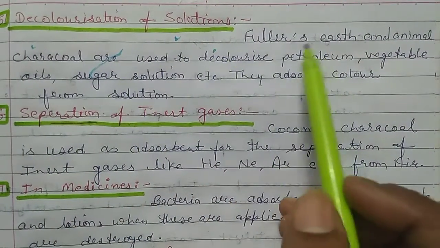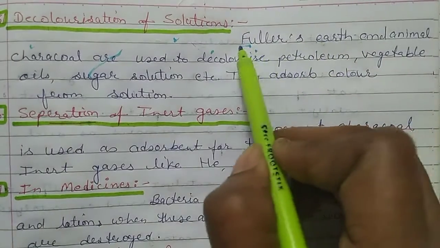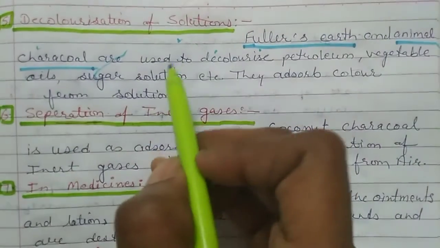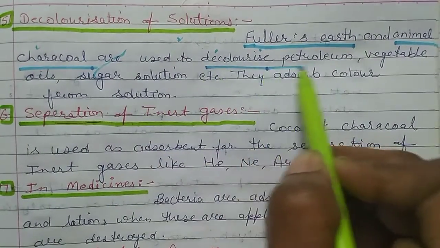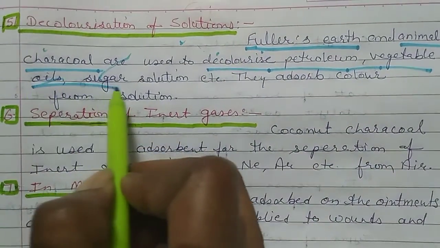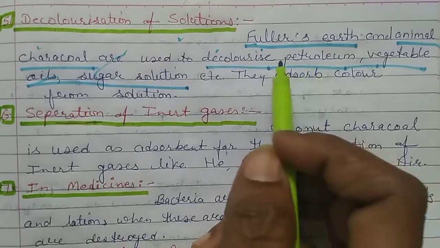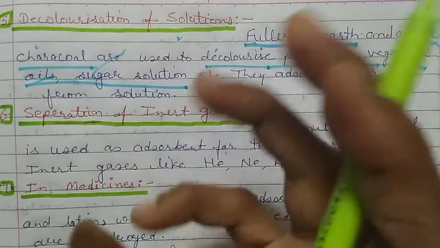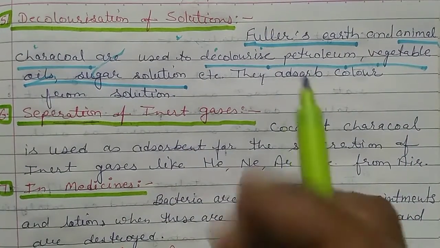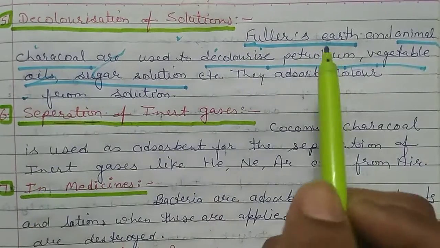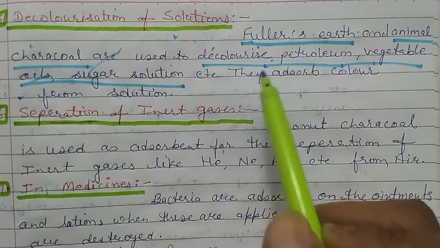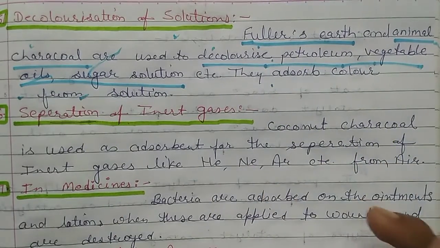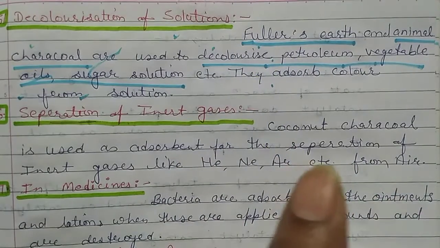Decolorization of solutions like sugar. Fuller's earth and animal charcoal are both used to decolorize petroleum, vegetable oils and sugar solutions, etc. Petroleum from the wells, vegetable oils, and sugar solution are dirty solutions. These are dark in color. By animal charcoal or Fuller's earth, they are decolorized because the color is adsorbed on the charcoal. So the solution becomes clean and clear.